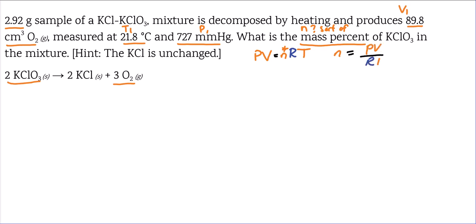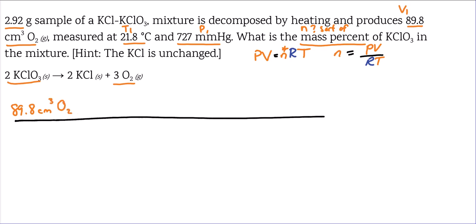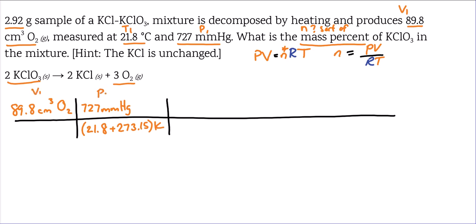We're going to start with our 89.8 cubic centimeters of oxygen. This is our V. We'll also put in our pressure as well as our temperature. After that, we'll be able to customize our R value. The R value will allow us to get to n. Remember, with your temperature, you're going to have to convert to Kelvin, so if it's in Celsius, add 273. Our customized R value will allow us to cancel out cubic centimeters and millimeters of mercury and Kelvin.